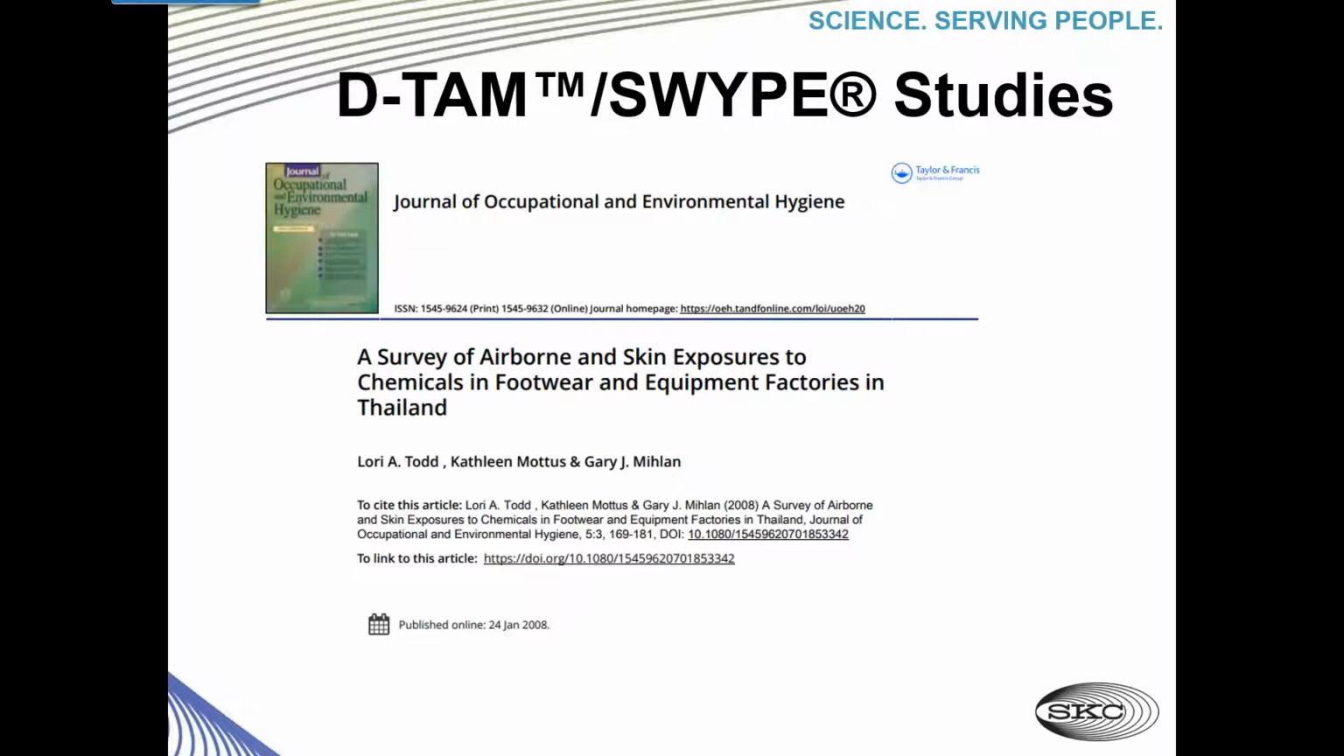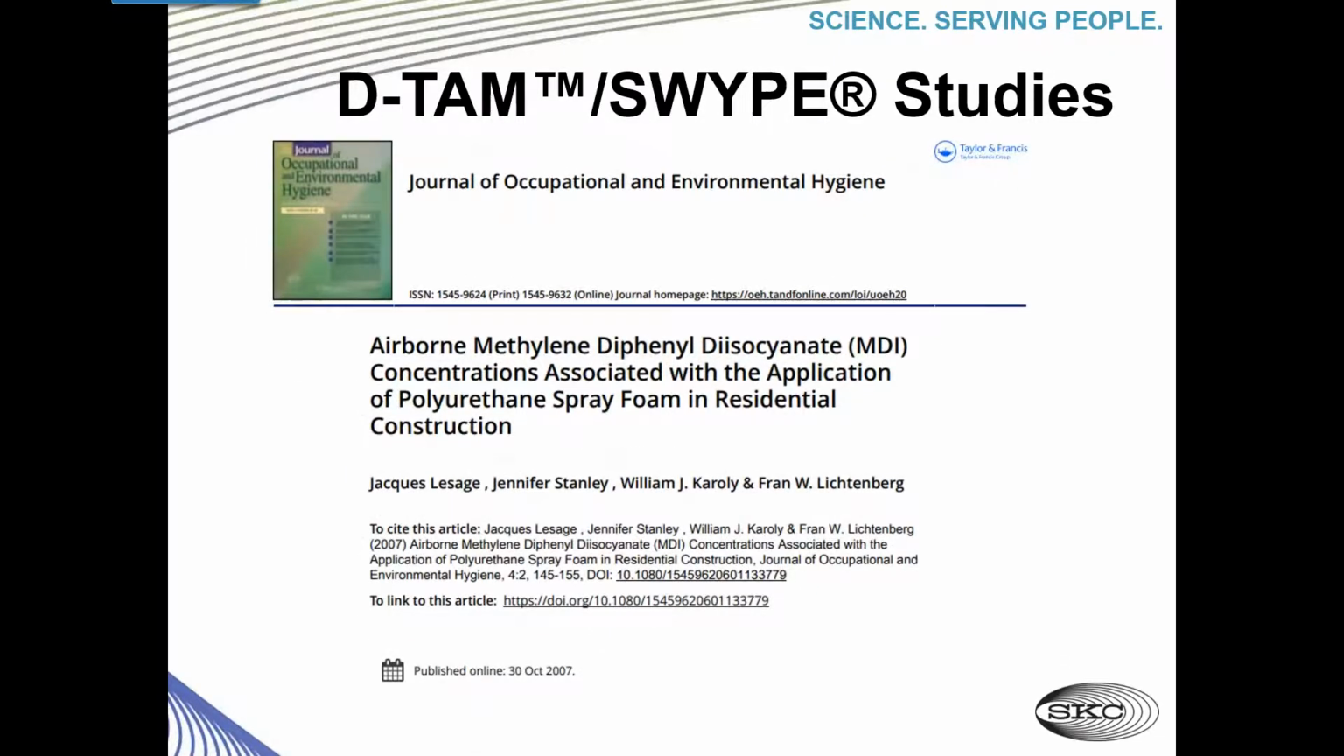So as you can see, these are applications where polyurethane materials were used, and they also used the DTAM and swipes to make these research or experiments, just to make sure that they work, and also to assess the areas. And this is another one, spray foam. These papers, if you are a member of the AIHA or ACGIH or even the Taylor and Francis, you may be able to get access to these. But the point of this slide is to show you that these products can be used to assess different applications.